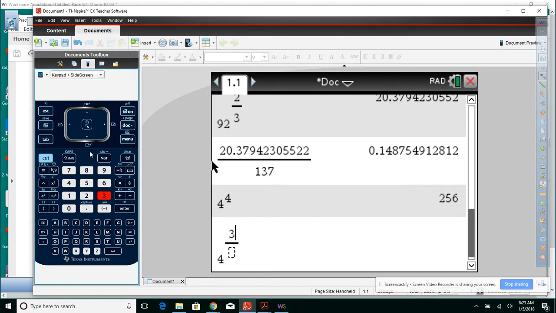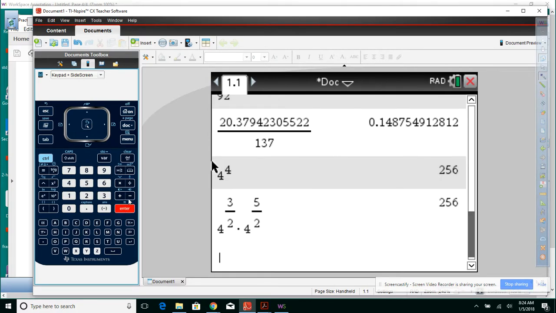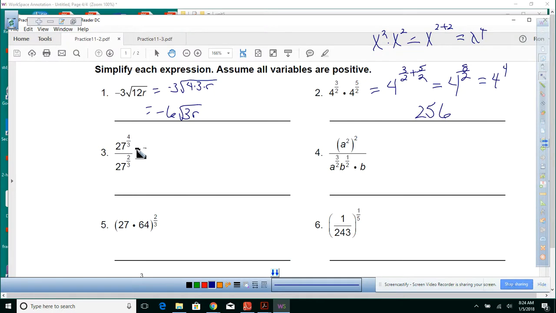And let's see, what do we got? 3 over 2, 3 over 2. And that was times 4 caret, control, divide, and then we've got 5 halves, 5 over 2, and let's press enter. We got 256. Okay, so that did work. Not too shabby. What about here?